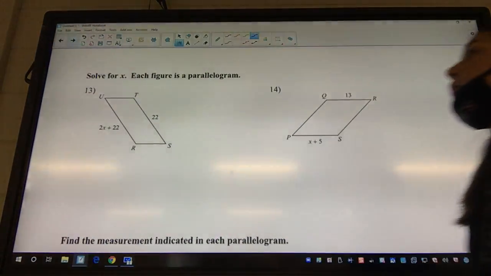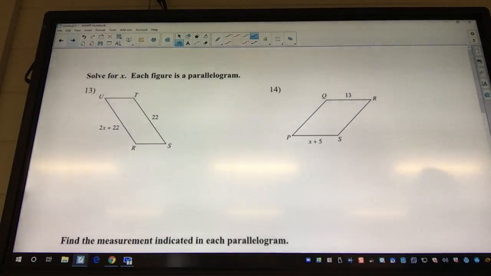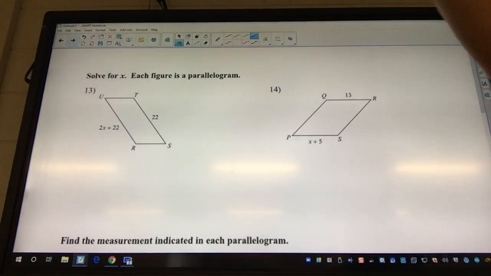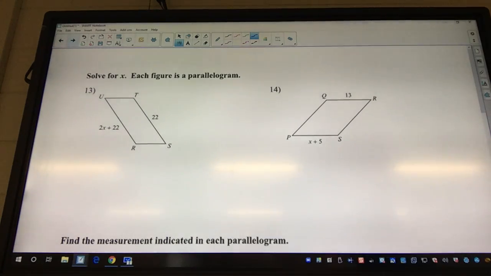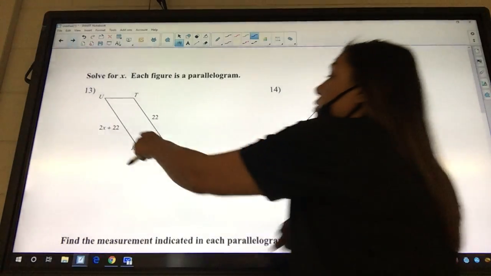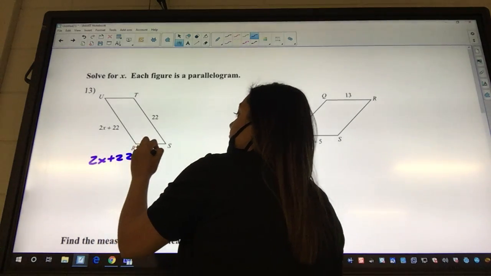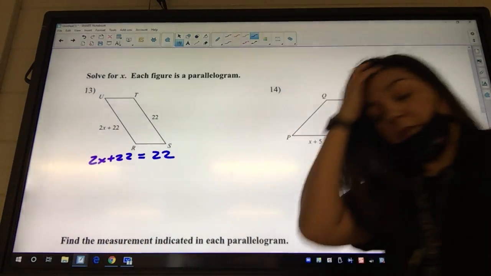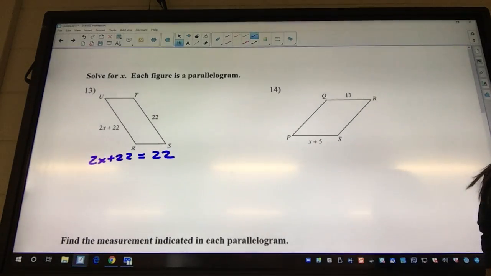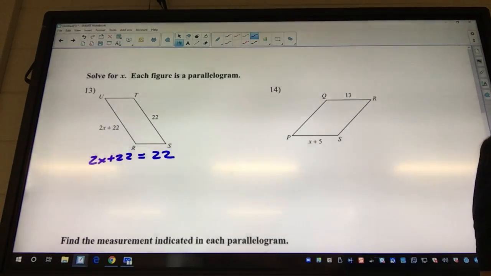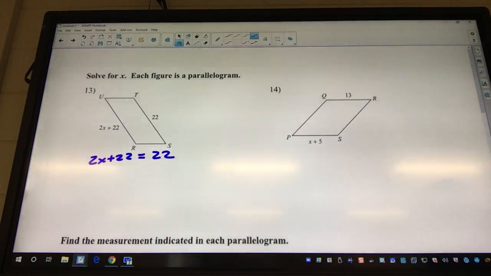Okay, look at 12. Solve for x for each parallelogram. Okay, what do we know about sides of a parallelogram? You just did it. So if one was 17.2, what's the other one? 17.2. That means they're equal to each other. So we can set this one equal to this one. So 2x plus 22 equals 22. Oh, well, I didn't mean 12. Whatever. Okay, and then now what do we do?